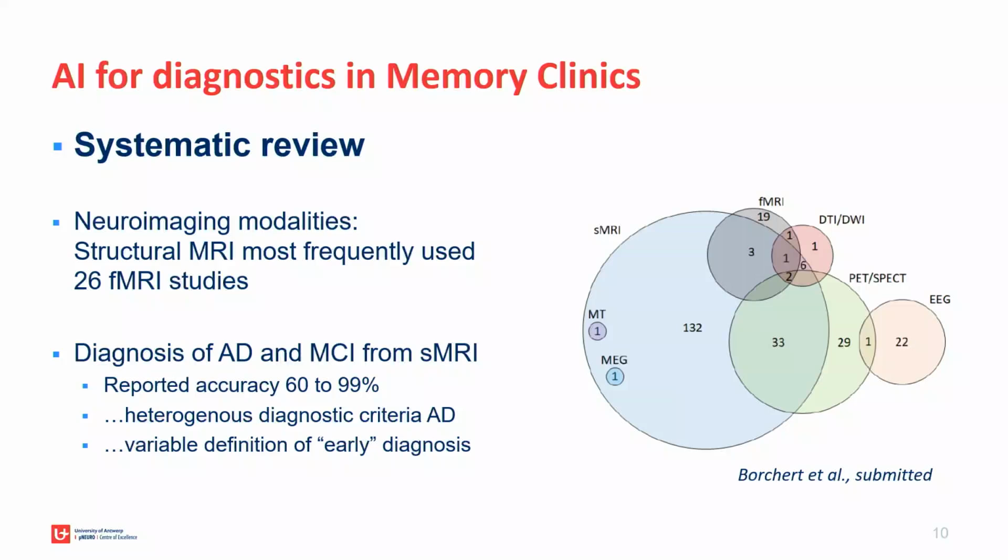When looking at the neuroimaging modalities used and their frequencies, it is not surprising to see that structural MRI was the most frequently used. Only 26 studies used functional MRI, and a similar number used PET or EEG. Just to give you a feel of the reported accuracies, in the case of diagnosing mild cognitive impairment and Alzheimer's disease from structural MRI, the reported accuracies were between 60 and 99%, with lower accuracies when a disease was in an earlier stage. What we noted in the systematic review was that heterogeneous diagnostic criteria were used for Alzheimer's disease, and a lot of AI papers are talking about early diagnosis, while they variably define what early diagnosis actually means.